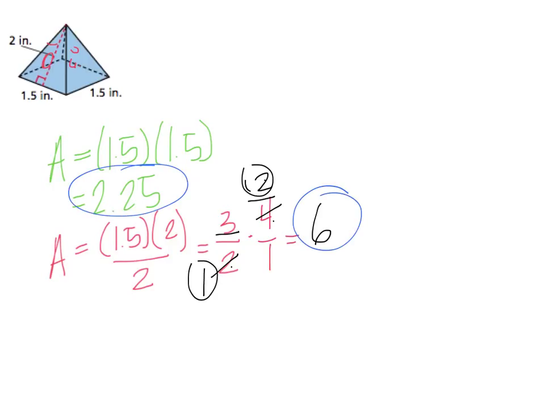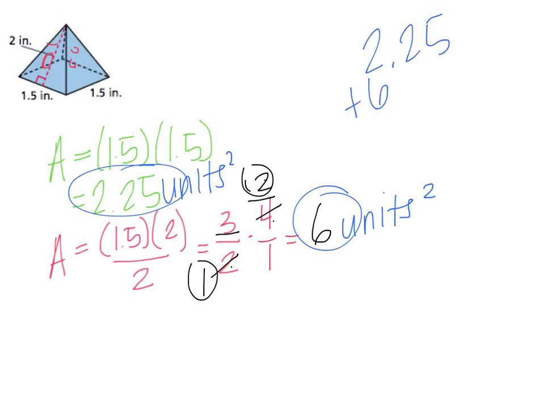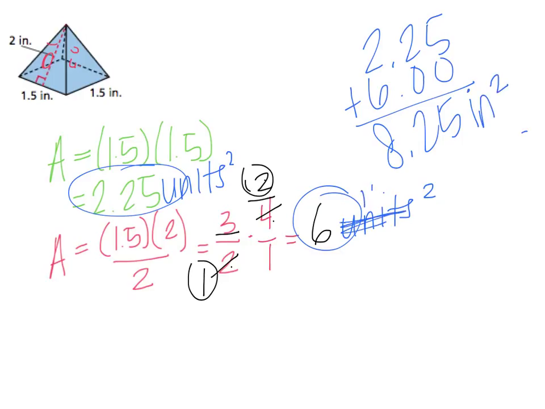So now I'm just going to take the two areas that I found, and I can put units squared after this, and add them together. So I get 2.25 plus 6, and we get 8.25 inches squared. And we actually could have put, instead of units, let's put inches squared, since that's what they gave us.